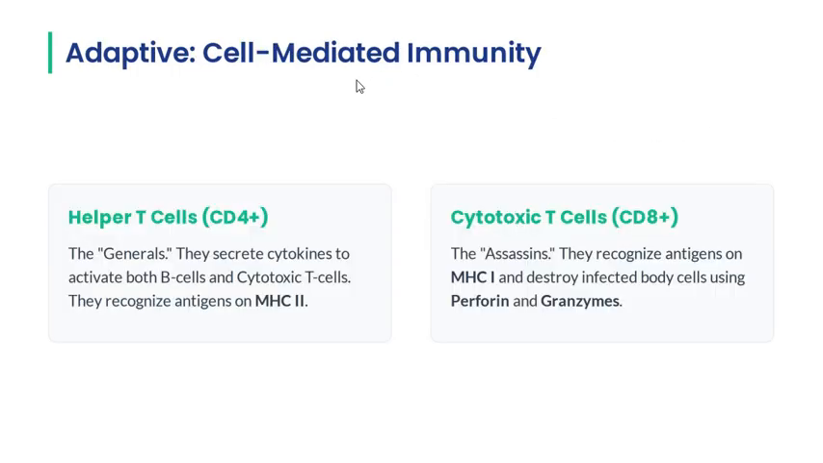Okay, next we have cell-mediated immunity. We have helper T cells, and these are almost like the generals. They secrete cytokines to activate both B cells and cytotoxic T cells, and they recognize antigens on MHC class 2. And then we have cytotoxic T cells, and these are the assassins. They recognize antigens on the MHC class 1, and they destroy infected body cells using perforin and granzymes.